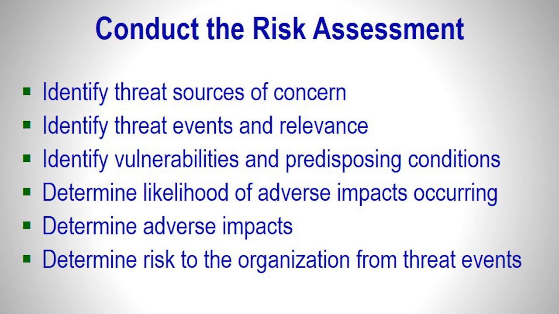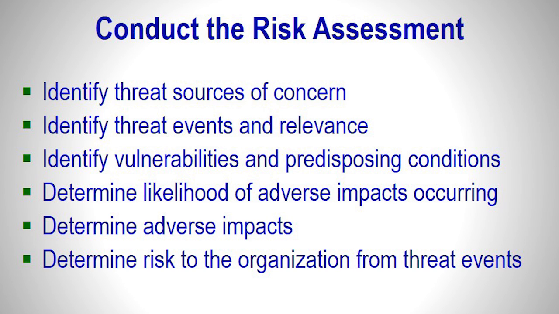And then when we conduct the risk assessment, we do basically what we've already said. We identify our threat sources and our threat events, and our vulnerabilities and predisposing conditions, and then we decide how likely it is that those things are going to happen. And likelihood has two moving parts: the likelihood that the event will actually happen, and then also the likelihood that if it does happen, there will be an adverse impact.